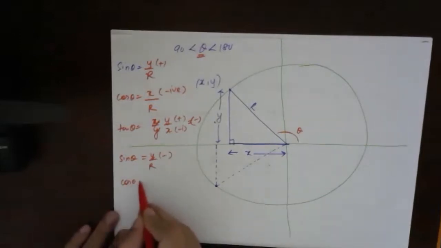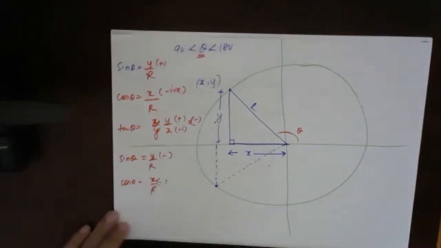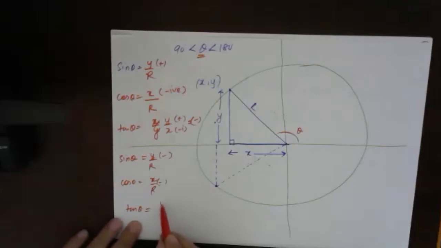Cos of theta will be x upon r. So x is negative, so overall cos will be negative. Now let's take tan of theta. Tan theta is y upon x, negative upon negative. So that means this total becomes positive.